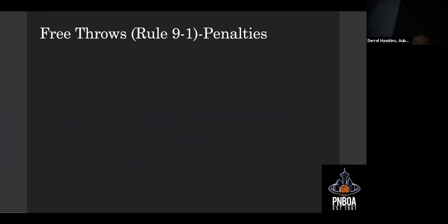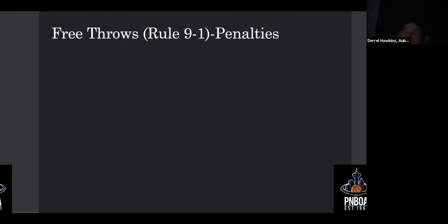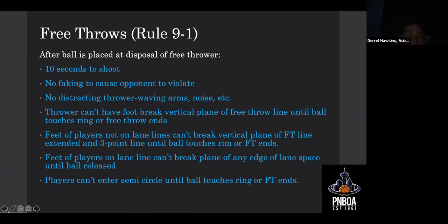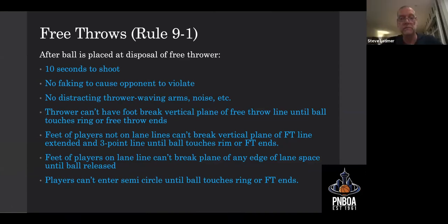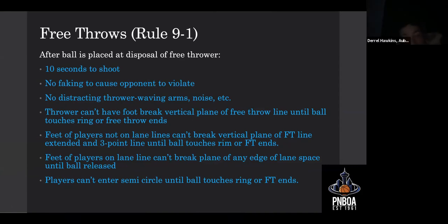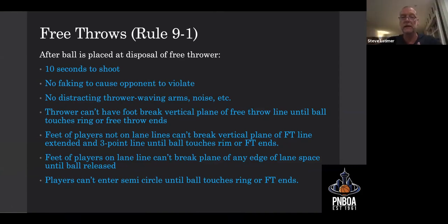Yeah, so when the free thrower shoots the ball, let's see, feet of players on line can't break plane of any edge of lane space until ball is released. Is it ball of release or until the ball touches the rim? I thought it was the rim. But in fact, it's released. Oh, okay. So you're lined up along the line. You got the 3 spaces on each side of the line. And when the free thrower lets go of the ball, releases the ball for a shot, those people on the lane lines can come into the lane.